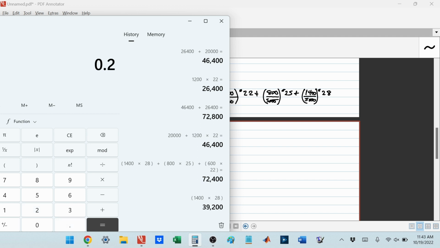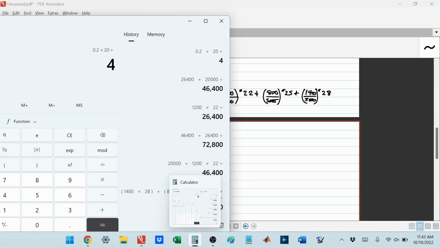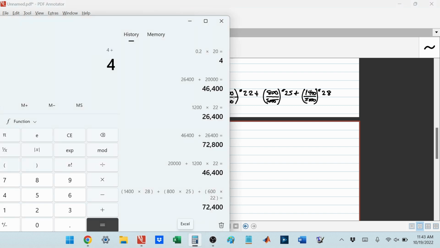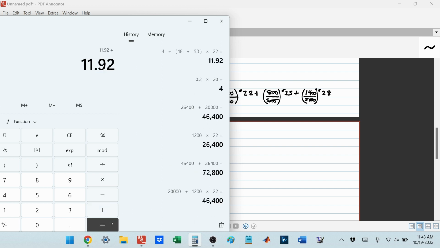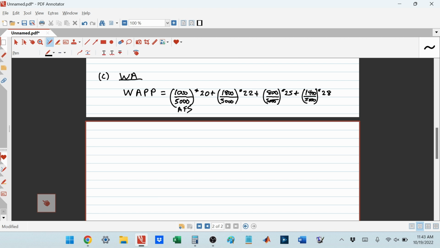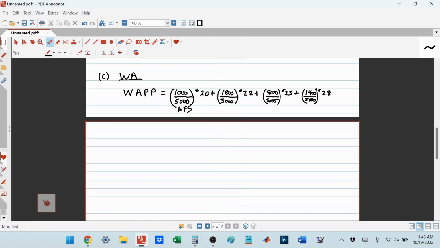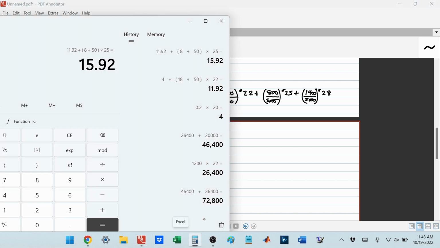So 1,000 divided by 5,000 is 0.2. So 0.2 times the $20 price plus 1,800 over 5,000 times the $22 price. That's the same as just 18 divided by 50 times the $22 price. Plus 8 divided by 50 times the $25 price. Plus 14 divided by 50 times the $28 price.